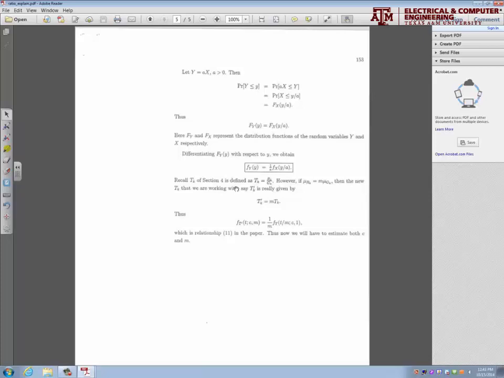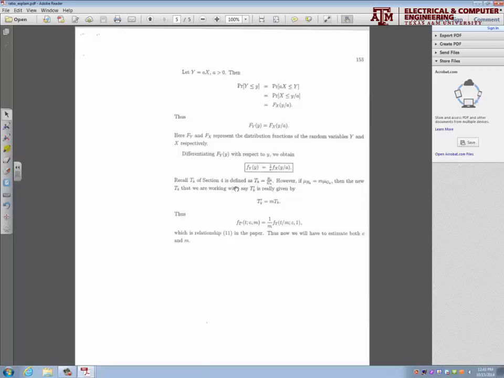Then you differentiate this with respect to little y, and you get this expression, that the probability density function for Y is related to the probability density function for X through this equation. The way it's going to be applied is that if one of the two channels, the red or the green, has a higher intensity, then instead of testing if the ratio is close to 1, you will test that the ratio is close to m.